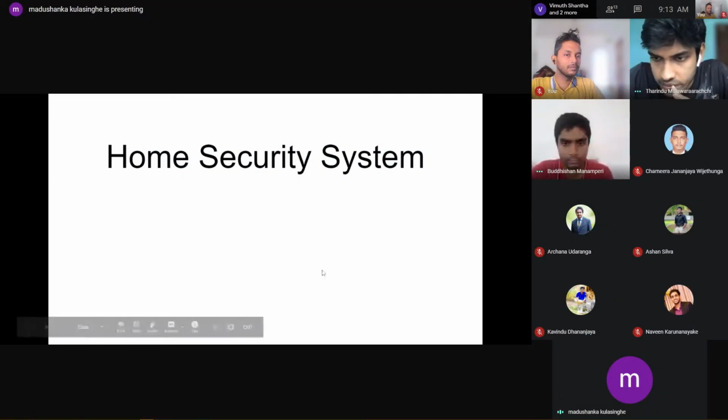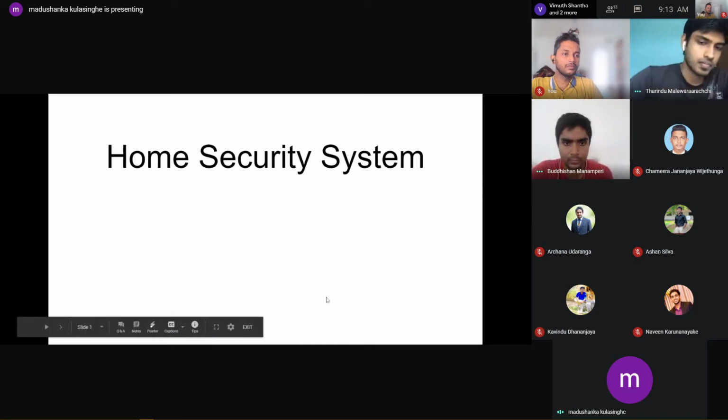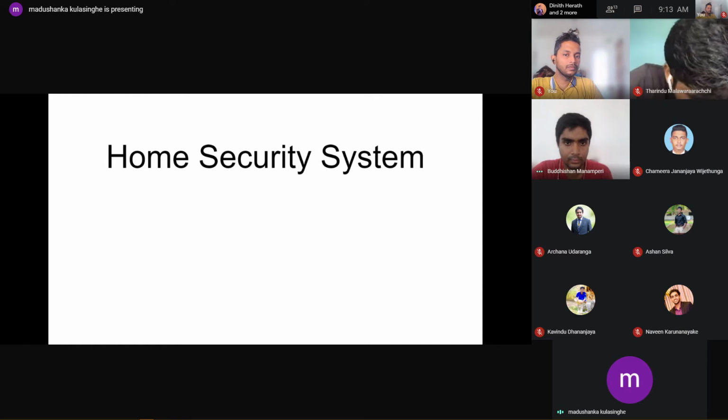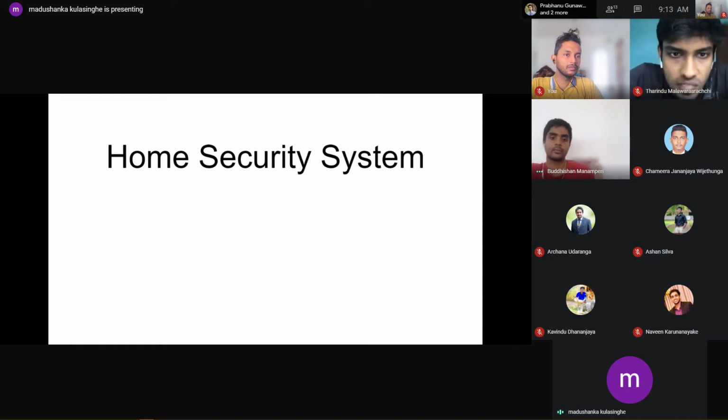Good morning, everyone. Today I'm going to introduce my home security system. The home security system device uses some kind of sensors, remote speakers, and some network connectivity.